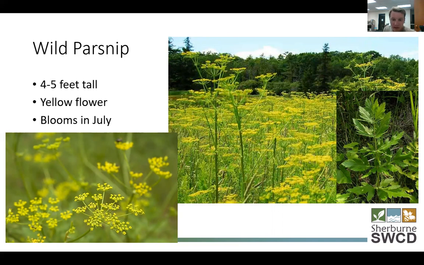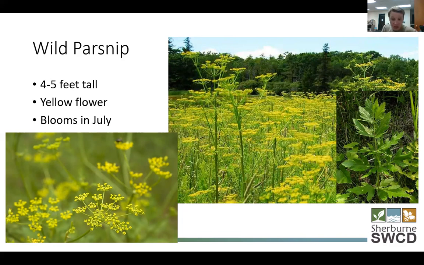But the reason we care about wild parsnip is like the reason we care about poison ivy, because of those harmful impacts that it has on humans. So when you come into contact with the juices of the plant, and then those juices on your skin become exposed to sunlight, it can cause really, really nasty chemical burns and blistering. And if you've ever seen it, you do not want that to happen to you.